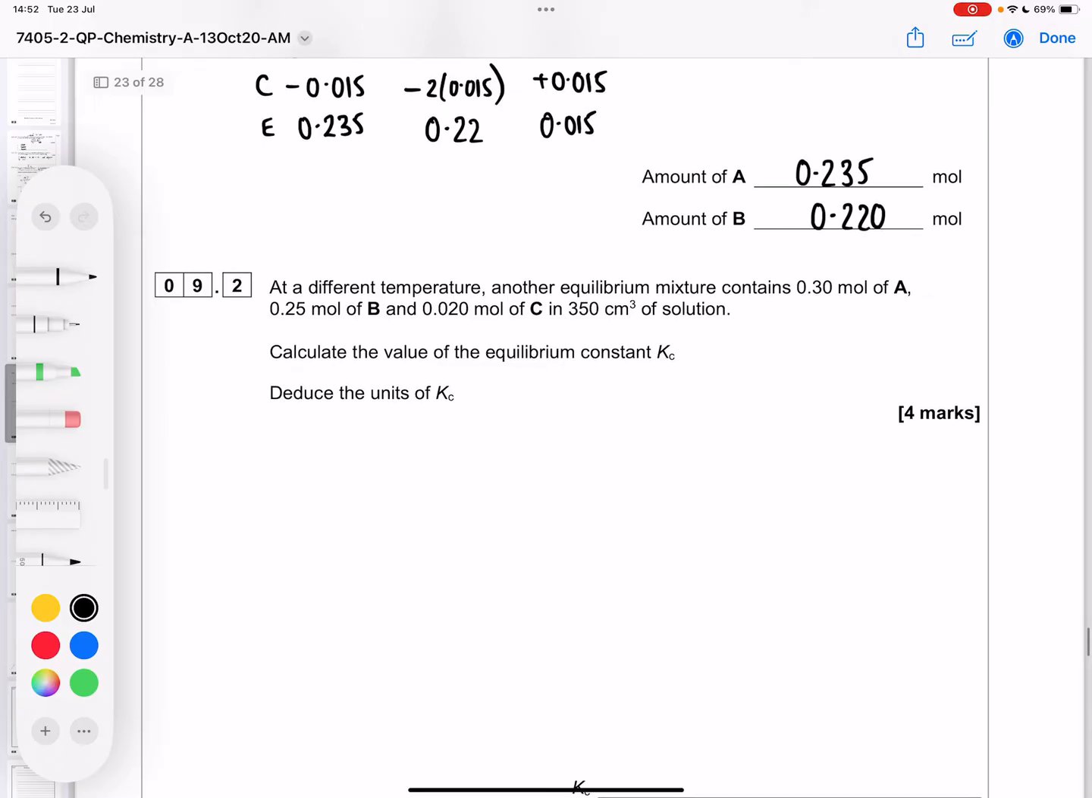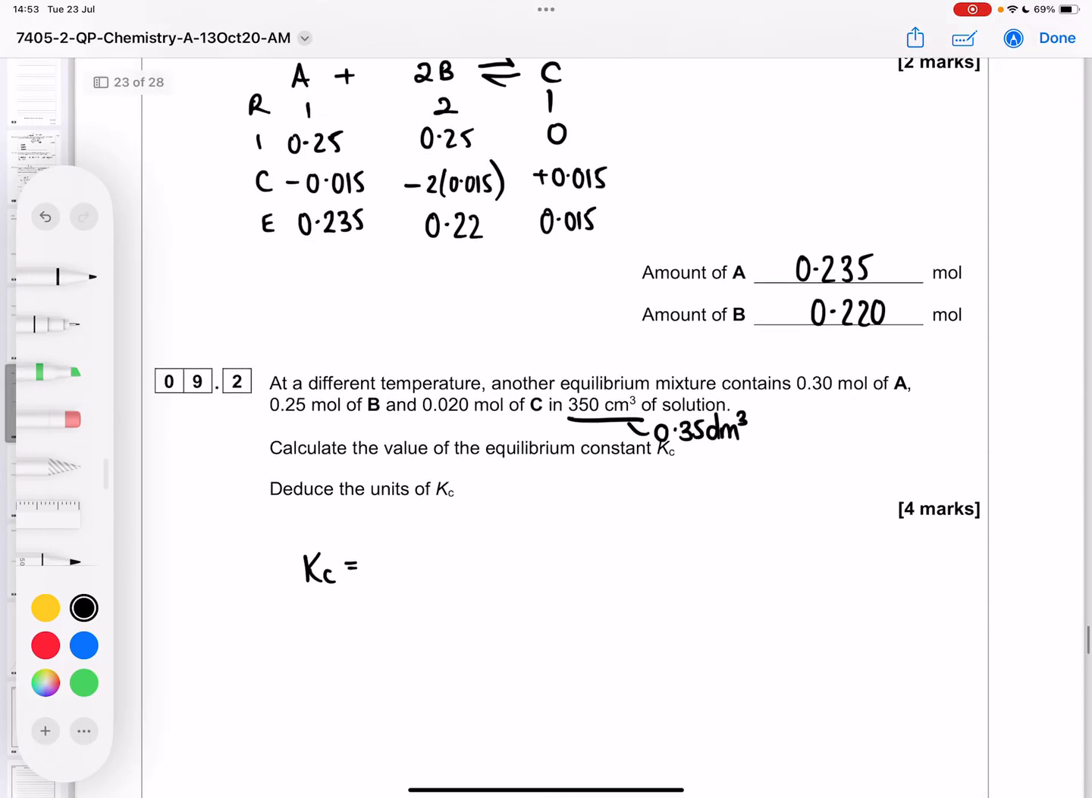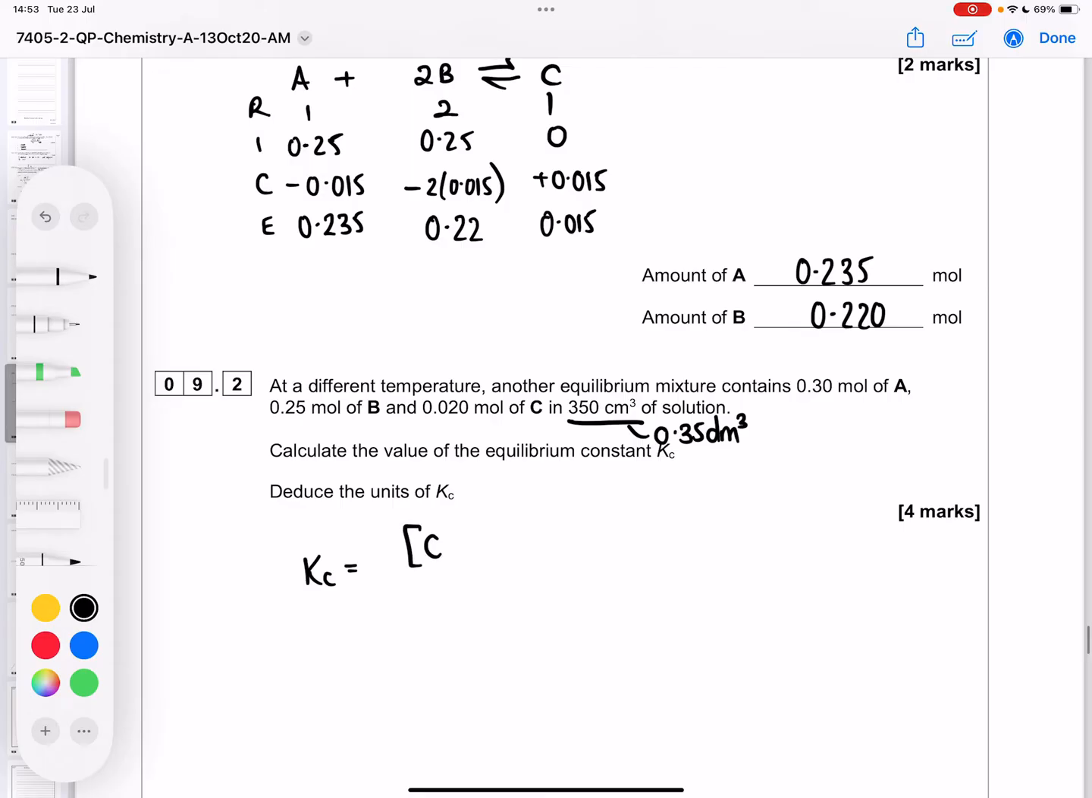At a different temperature, another equilibrium mixture has got 0.3 moles of A, 0.25 moles of B and 0.02 moles of C in 350 centimetres cubed, or 0.35 decimetres cubed, because moles per decimetre cubed. Calculate the value of the equilibrium constant. Well, remembering that the equilibrium constant is the concentration, so concentration being the square bracket, product C over reactants A, and then we've got 2B, so that becomes B squared.